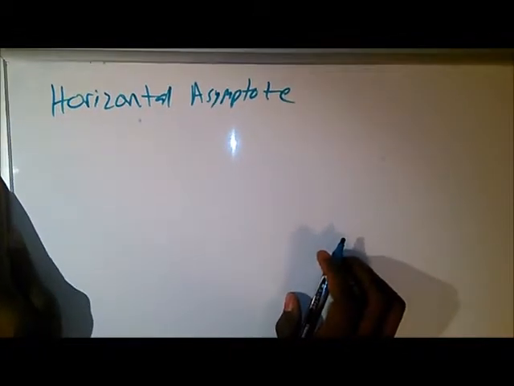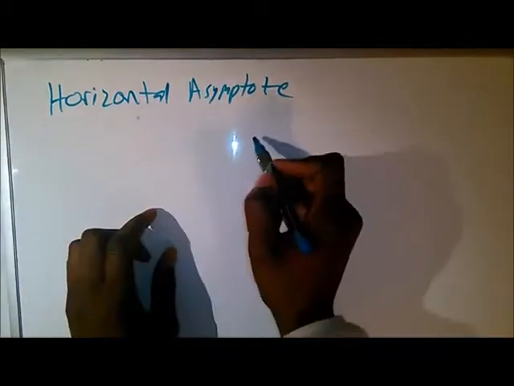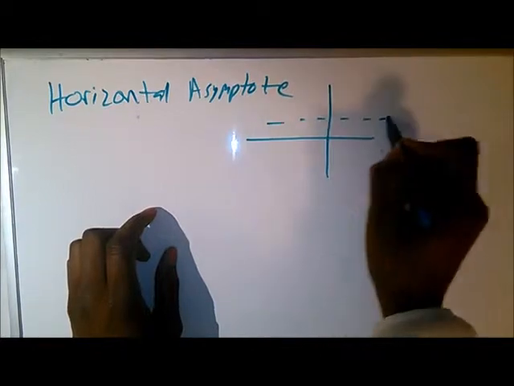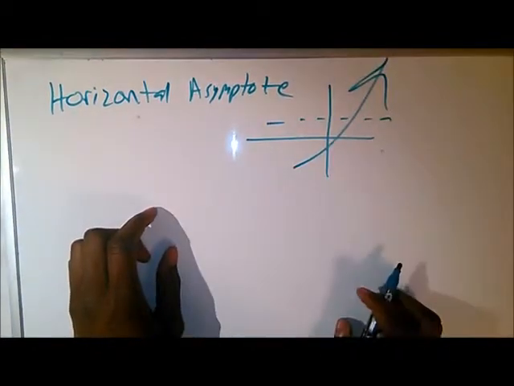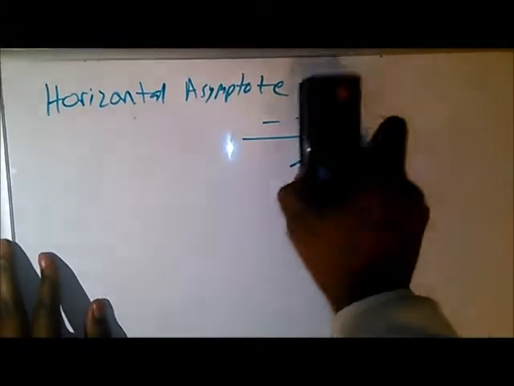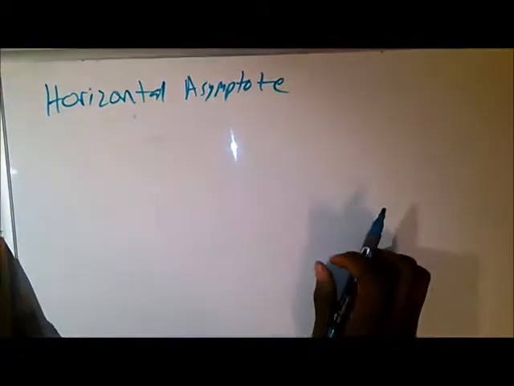And guess what? Horizontal asymptotes are special because the graph can go through a horizontal asymptote. It can go right through it. But it can't go through the walls of separation with the vertical asymptotes, only with the horizontal asymptotes.